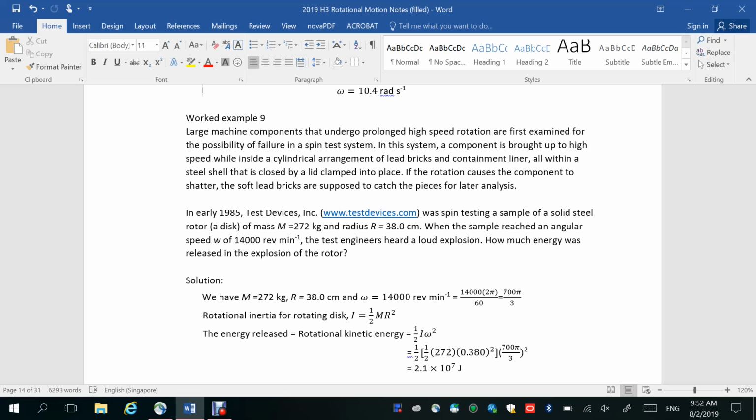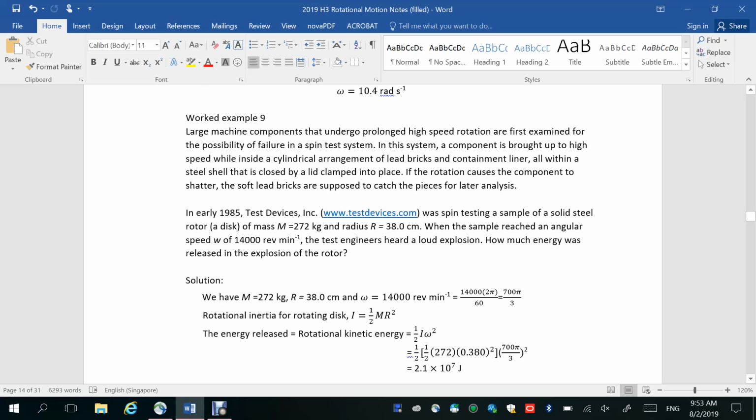In 1985, a solid steel disc, the mass is 272, the radius is 38 cm. When the sample reached an angular speed of omega, there was a loud explosion. So what was the energy released in the explosion of the rotor? The energy release is due to the rotational KE.